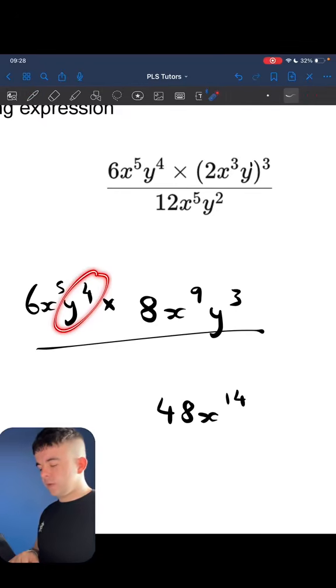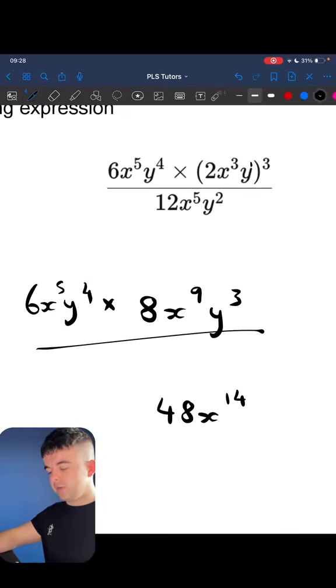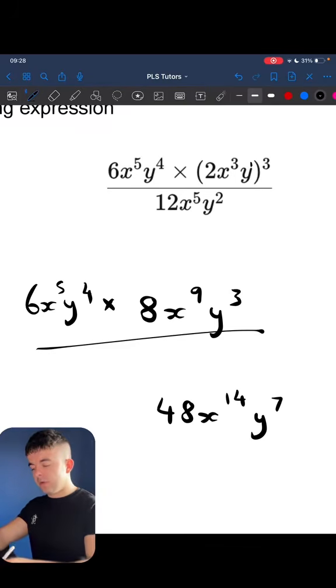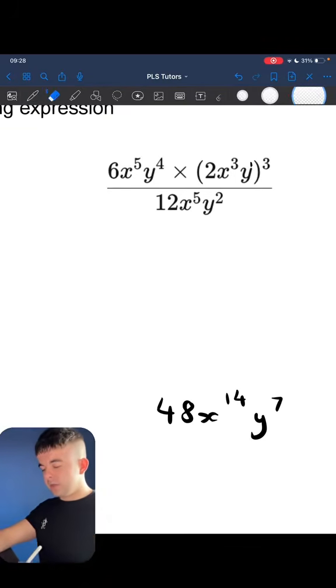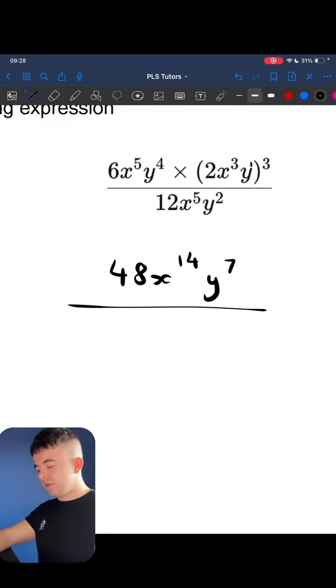And then y to the 4 times y cubed. Once again, you're multiplying, so you just add your powers. That's all you have to do. So 4 add 3 gives you y to the power of 7. So now all of that goes on the top, and we're dividing it by the bit on the bottom, so the 12x to the 5y squared.